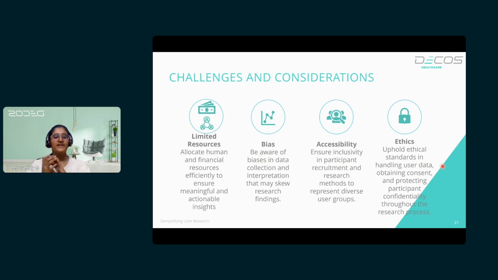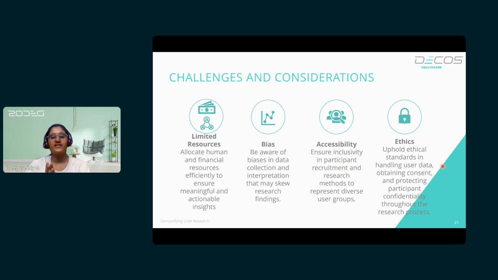One of the biggest challenges, especially from a corporate perspective, is managing limited human and financial resources. User research can require substantial investment, and it is also crucial to allocate these resources efficiently to ensure meaningful and actionable insights. So the first thing is we have to employ the required resources for the user research to happen. And the next challenge is bias.